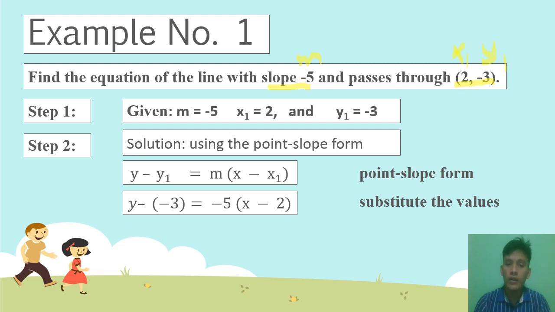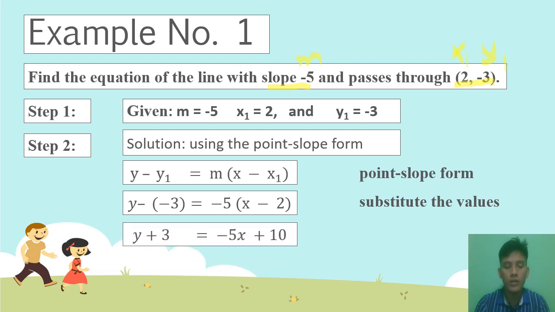Y minus the y sub 1 is negative 3. That's why y minus quantity negative 3 is equal to our m is negative 5, quantity x minus our x sub 1 is 2. That's why negative 5 quantity x minus 2. Then we need to simplify. Negative times negative 3 is equal to positive 3.